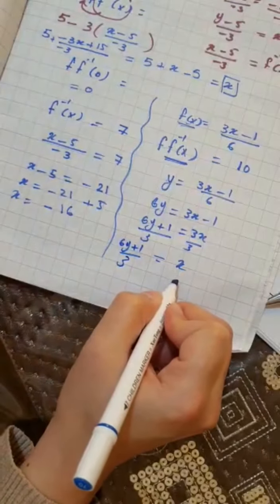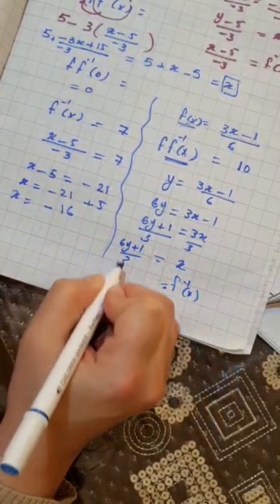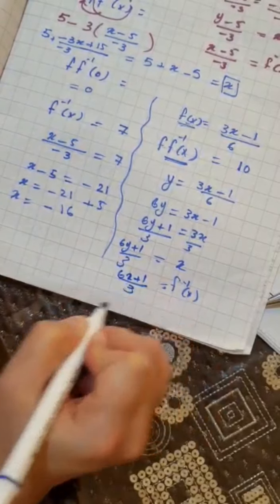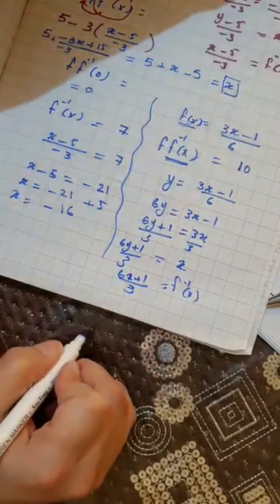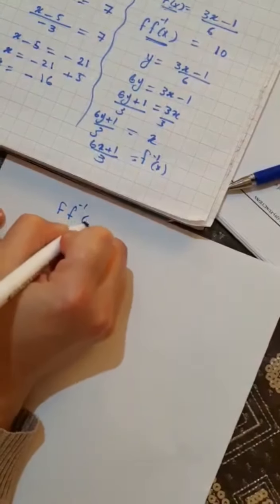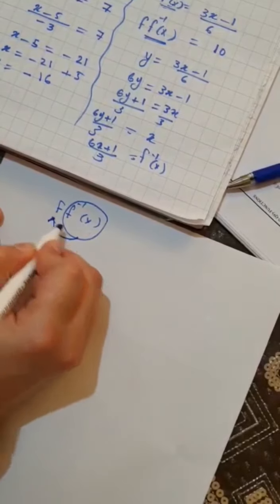Now I'll replace x by f inverse of this function. I'm going to replace y by x. It will become 6x plus 1 over 3. Now, if I go for the next part, to find f of f inverse of this x, this means I need to put f inverse inside the original function.